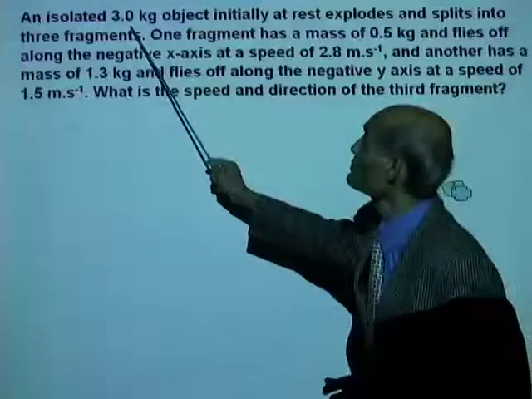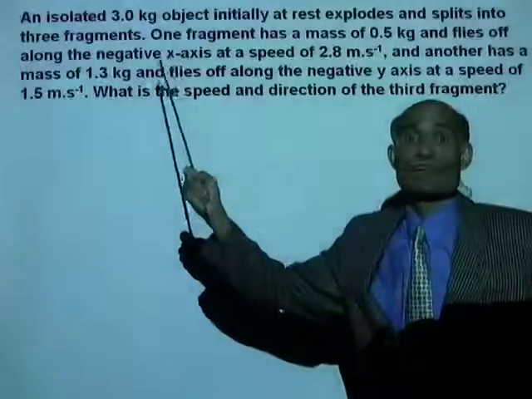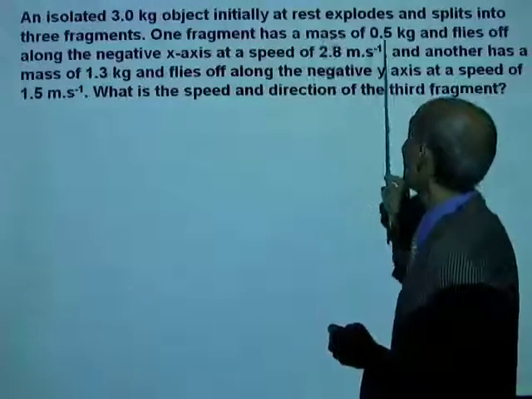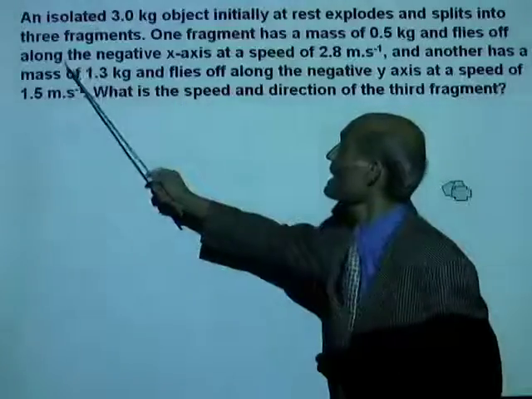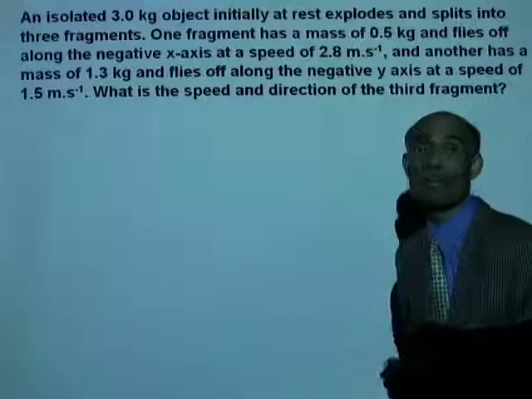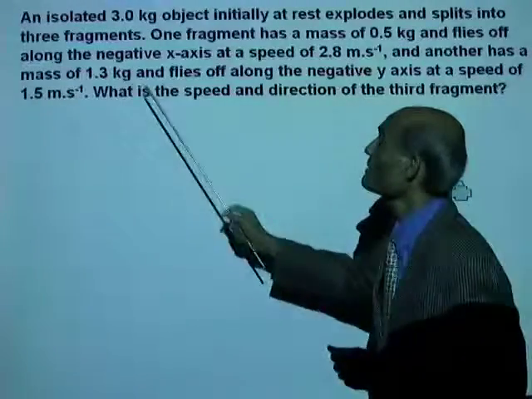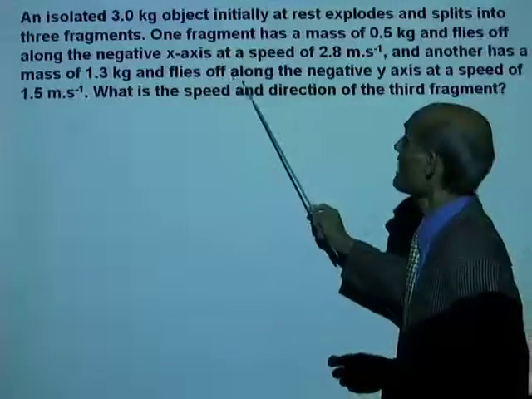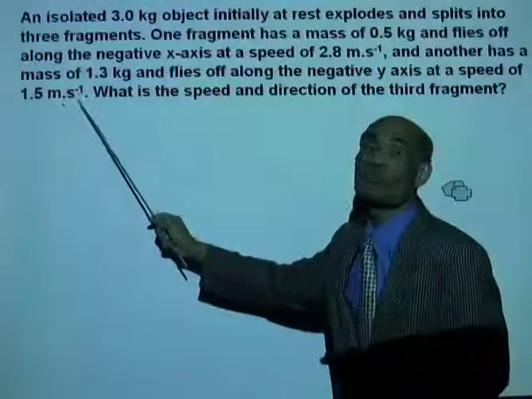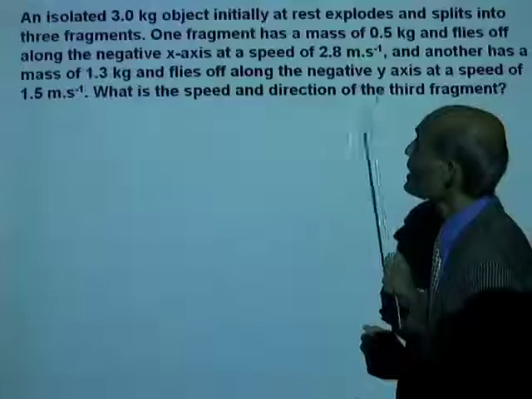An isolated 3 kilogram object initially at rest explodes and splits into 3 fragments. One fragment has a mass of 0.5 kilogram and flies off along the negative x-axis at a speed of 2.8 meters per second. And another has a mass of 1.3 kilogram and flies off along the negative y-axis at a speed of 1.5 meters per second. What is the speed and direction of the third fragment?